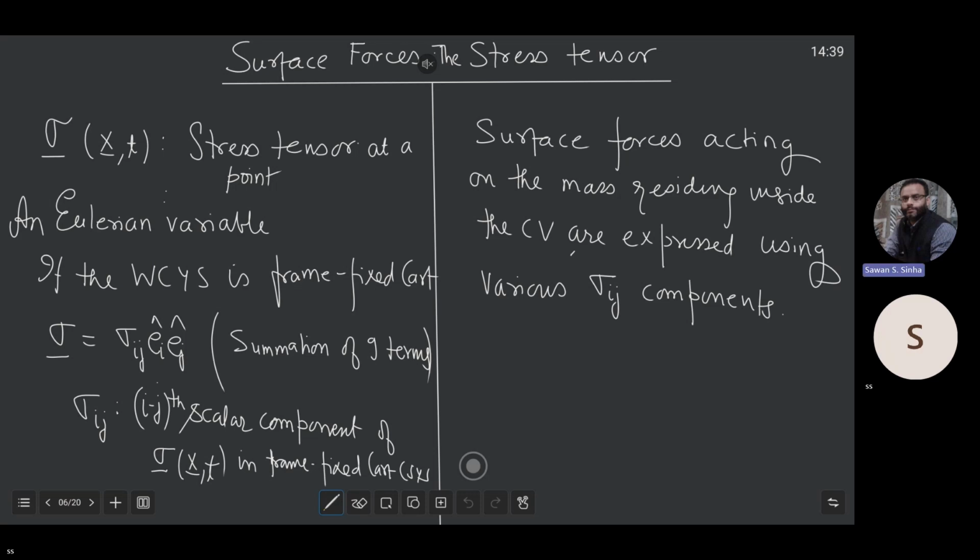Okay. So the symbol for the stress tensor will be this sigma. I have written x, t, which means this is also going to be an Eulerian variable. It means it will change with time, it will change with location, and at any given location it may change with time also. Second order tensor.